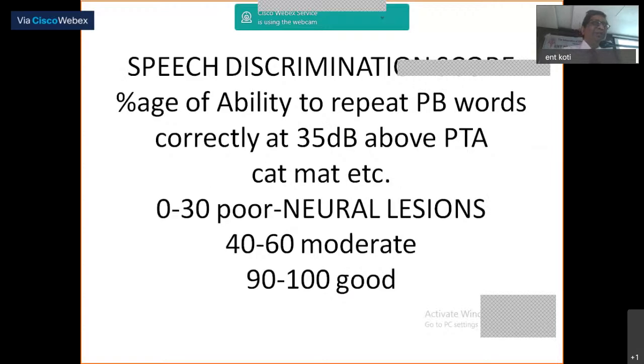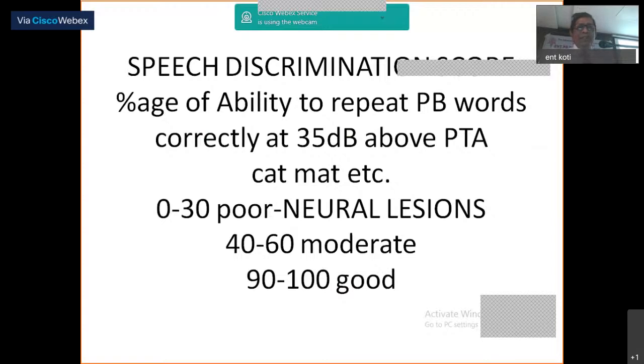Speech discrimination score means the ability to repeat the word which is told to the patient, and sometimes he is giving confusing words. Pit, put, pot. So the ability to repeat that indicates the discrimination. Ninety to 100 percent ability to repeat is normal. 0 to 30 is very poor, seen in neural lesions because they cannot discriminate.